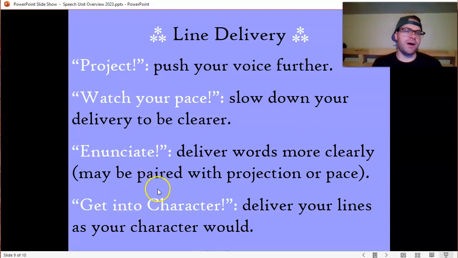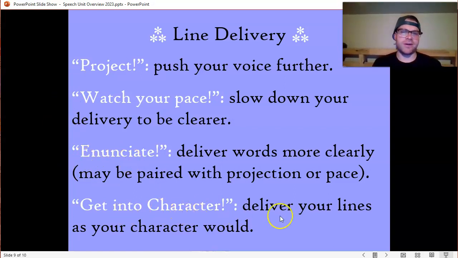It should be noted, oftentimes enunciation is paired with projection or pace. Sometimes people are not enunciating well because they need to project more. Sometimes people are not enunciating well because they're speaking way too quickly and need to slow down and emphasize those syllables. I should say projection and enunciation are the two main things I'm going to be looking for, so I can really coach you through your speech skills before we do our final project.